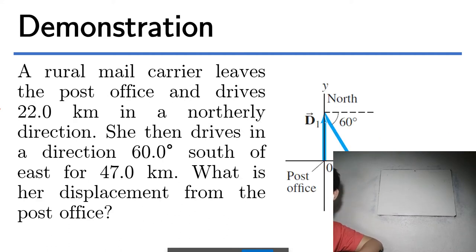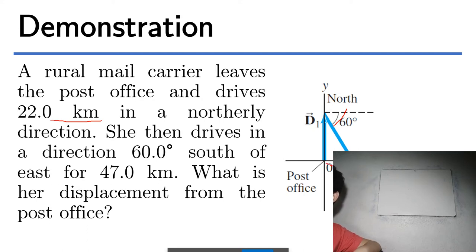Sige, example. Example, ito. A rural mail carrier leaves the post office and drives 22 kilometers in a north direction. Pa-north. Then she drives in the direction 60 degrees south of east, which is this one, di ba? South of east for 47 kilometers. What is her displacement from the office?